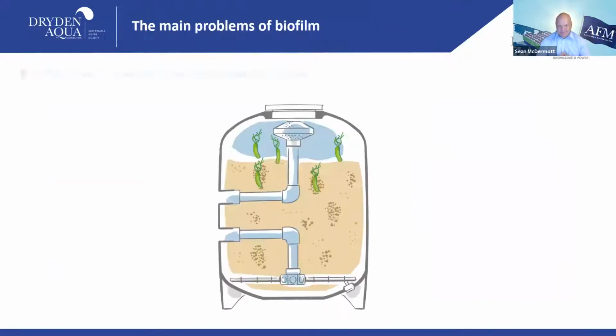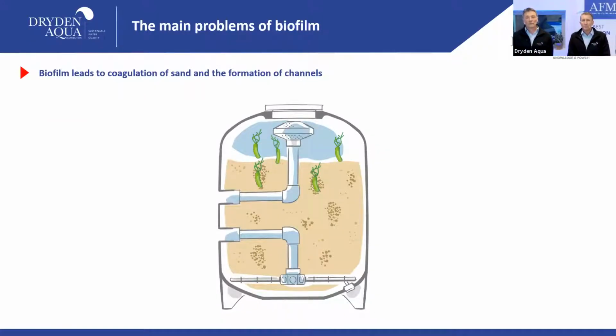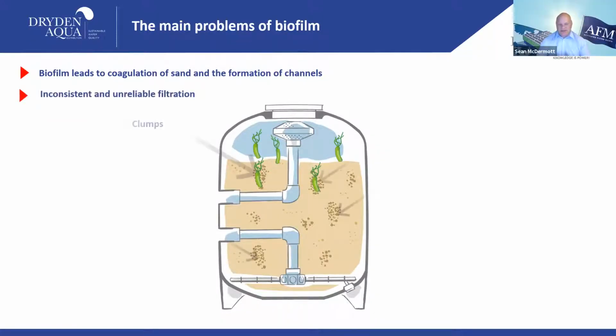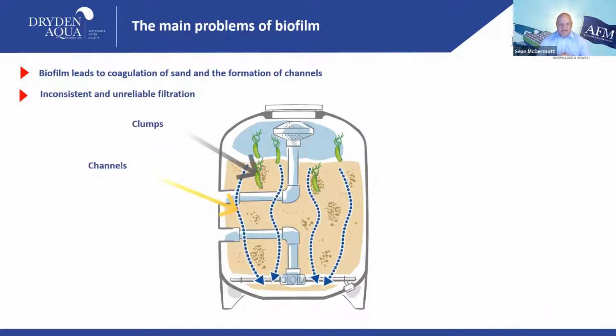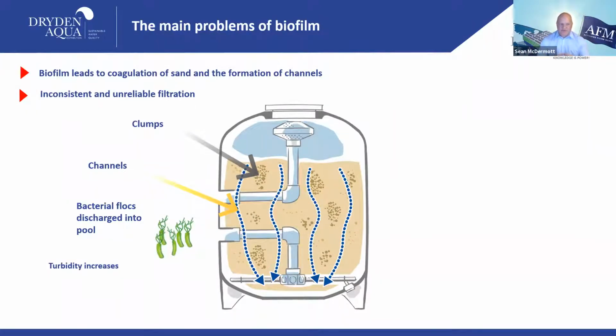And those issues are what? The coagulation problems and the formation of channels. So if anyone here has ever changed the sand in a sand filter, you probably noticed clumps when you're taking out the sand. These are clumps of coagulated sand. It's coagulated with biofilm. When those clumps form, water can no longer flow through them.